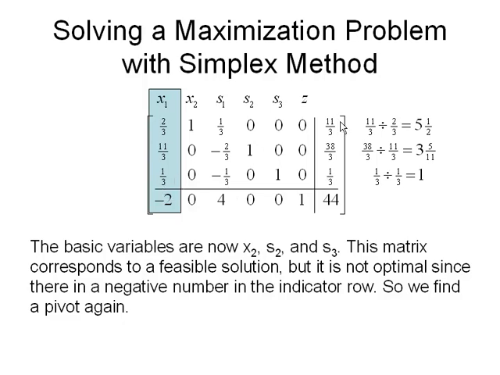So I have 11/3 divided by 2/3, which is 5.5. 38/3 divided by 11/3, which is 3 5/11. 1/3 divided by 1/3, which comes out to be 1. So 1 is the smallest quotient that I've just formed there, the smallest ratio. So that tells me that my pivot is going to be where that 1/3 is.